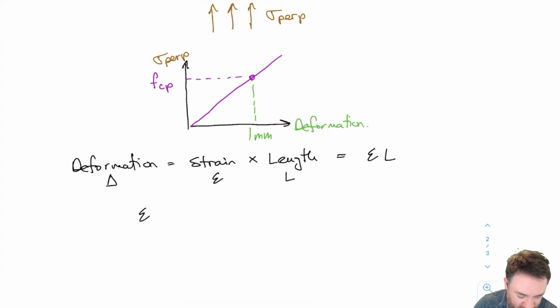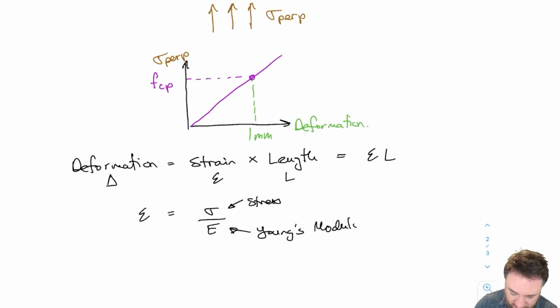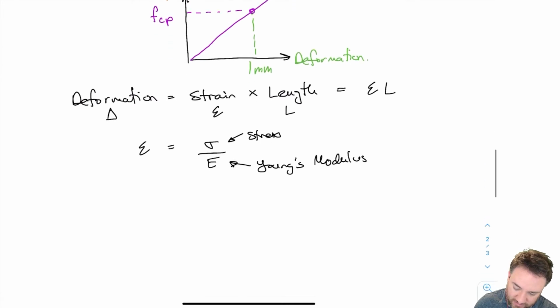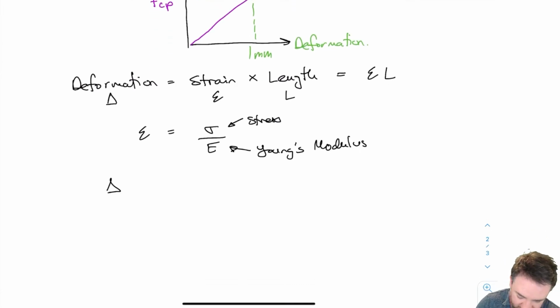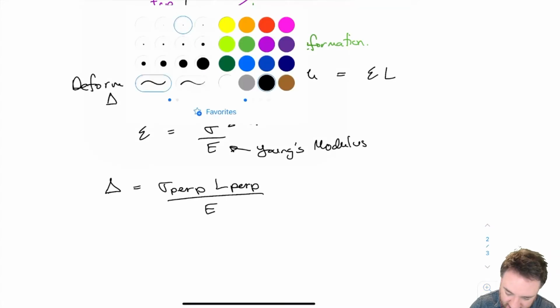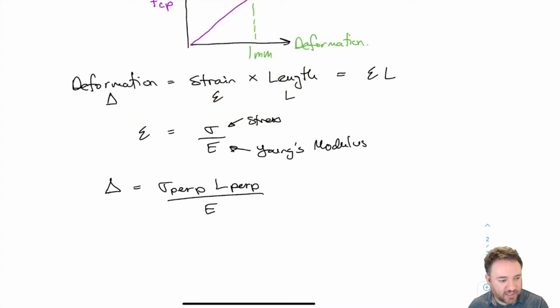We also know that our strain is equal to our stress divided by our Young's modulus. So this is also back to simple mechanics. So this is our stress. This is our Young's modulus. Okay, so if I combine these together and I find deformation based on the stress now, I get that my deformation is my stress, which is my perpendicular stress, times my length, which is also perpendicular to grain, over my E. So what's this L that we're talking about? The L here is the length over which that deformation occurs. So that can change, right?